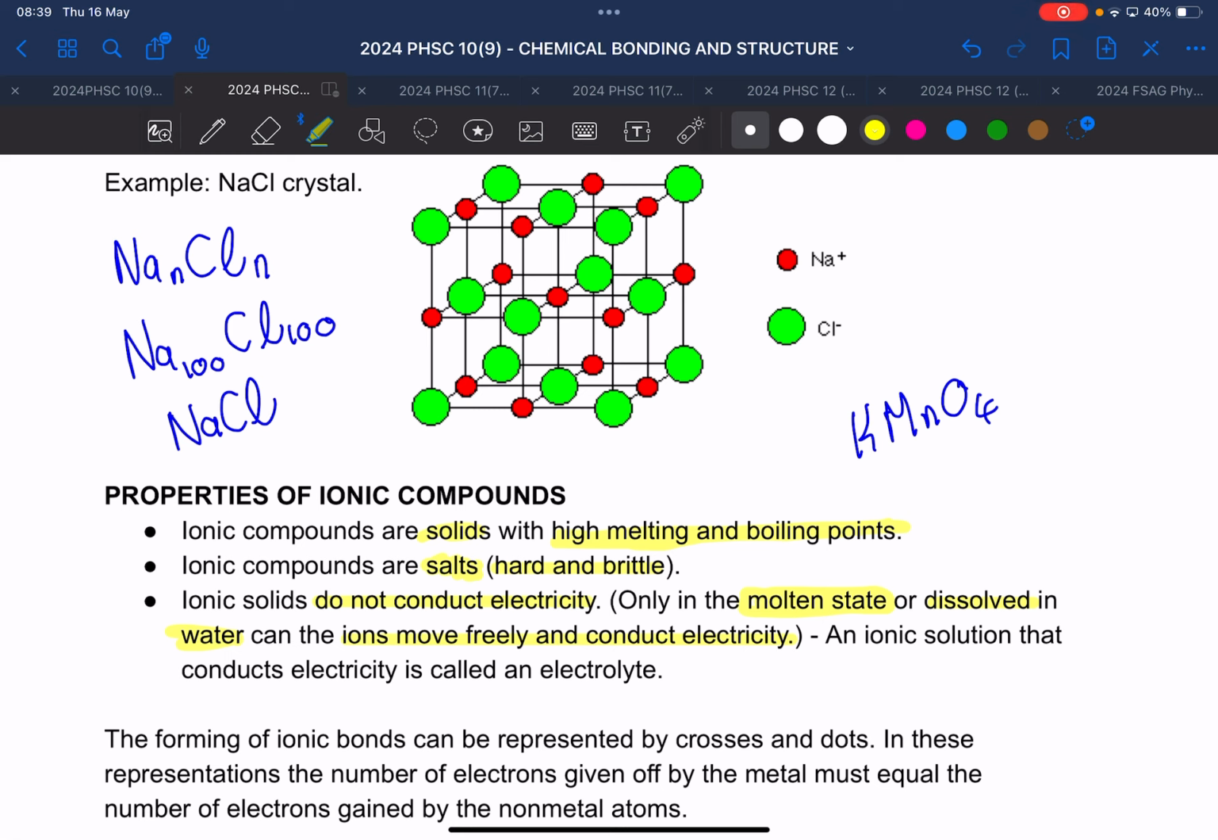Right, that makes sense, because we have positive stuff and negative stuff, and now they are free to move about if they are in solution. For example, if you dissolve table salt in water, now the ions are free to move. Then if you connect a battery to that salt water, it will conduct electricity, because electricity is just charges that move.